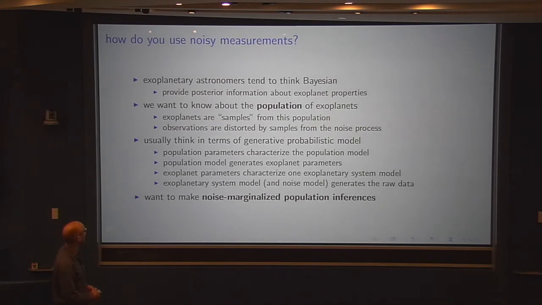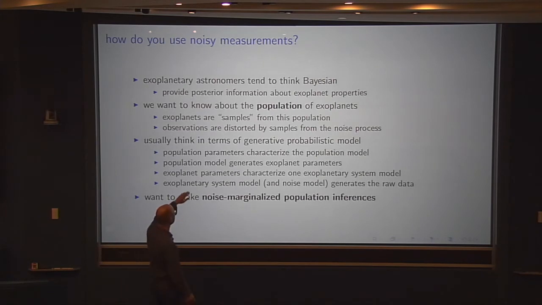Okay, good. How do we use the noisy measurement? So now what we want to do is figure out what the population of exoplanets is. So we're going to go Bayesian here. Astronomers invented Bayesian reasoning, and now we live the dream. But we went through a bad period in the middle. But anyway, we're going to try and understand the population.